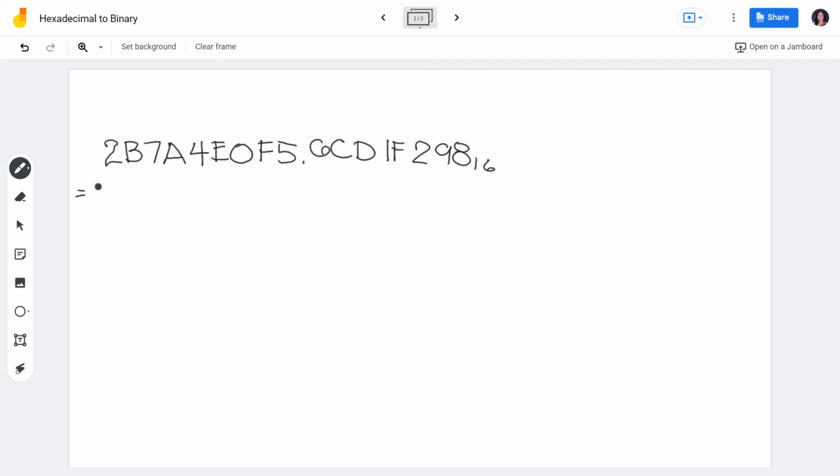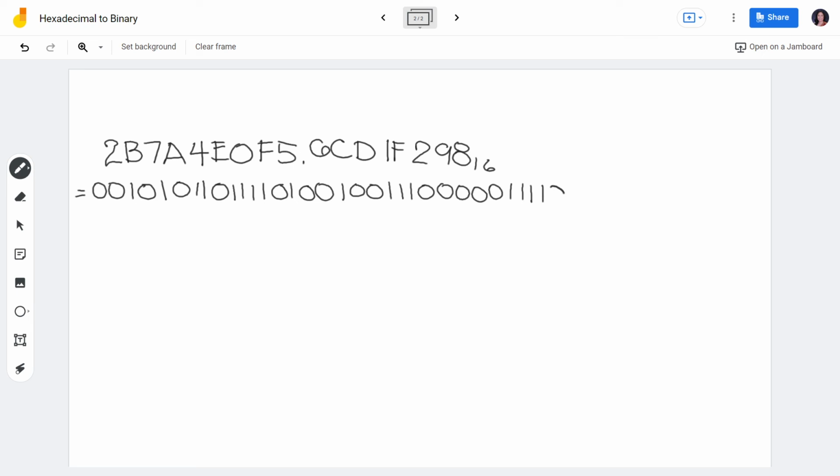So 2 is 0, 0, 1, 0. B is 1, 0, 1, 1. 7 is 0, 1, 1, 1. A is 1, 0, 1, 0. Then 4 is 0, 1, 0, 0. And then E is 1, 1, 1, 0. And then 0 is 4 zeros: 1, 2, 3, 4. And then F is 4 ones, and then 5 is 0, 1, 0, 1. Point. 6 is 0, 1, 1, 0. C is 1, 1, 0, 0.